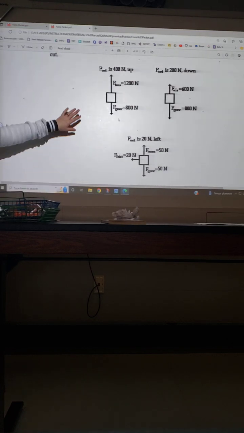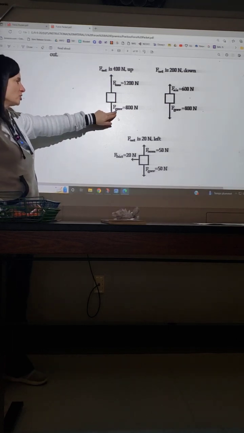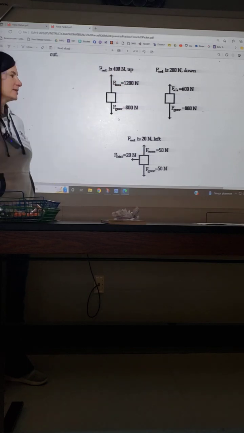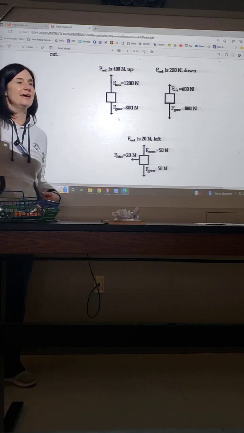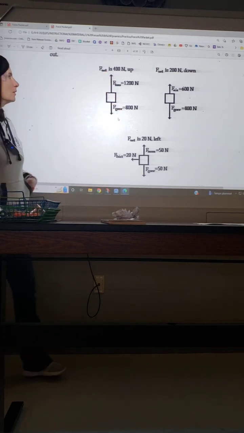Okay, so this looks like our one from the notes yesterday. Our force of tension, our force of gravity, and it has the newtons. These are all examples of free body diagrams. So if I said, hey, what is the net force based on this? It would be 400 newtons up, right?